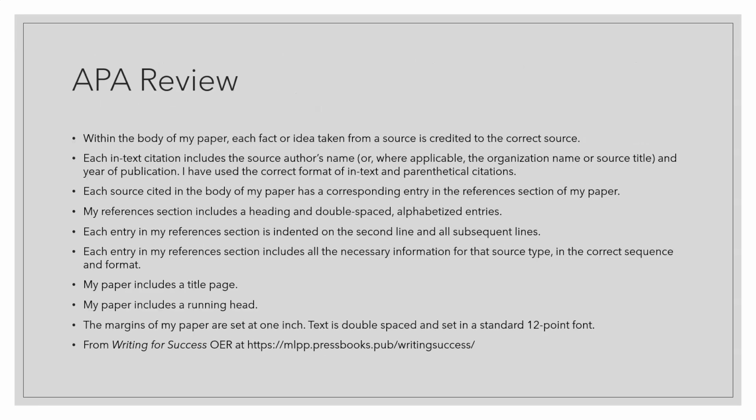Finally, and I know this is a lot of checking and these are a lot of chunks, but the last thing I always do is a final APA review. I want to make sure that in the body of my paper that every fact or idea that's taken from a source is credited to the correct source. Be careful, okay? Remember that you need to include in-text citations for any information. I was pretty gentle with this on the rough drafts. I will be brutal with it on the final drafts.